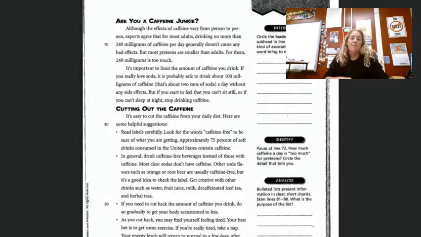Although the effects of caffeine vary from person to person, experts agree that for most adults, drinking no more than 240 milligrams of caffeine per day generally doesn't cause any bad effects. But most preteens are smaller than adults. For them, 240 milligrams is too much.